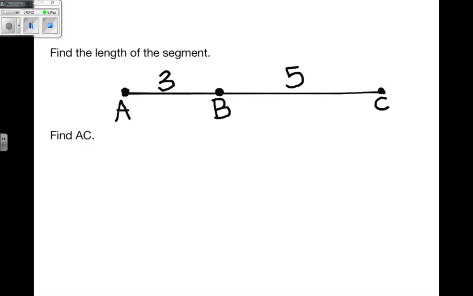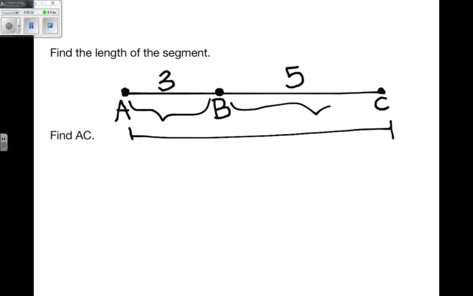In this video, we will look at using algebraic expressions for geometric situations. So let's first look at this line segment here. We have segment AC. From here to here is AC. Well, AC is made up of AB and BC.